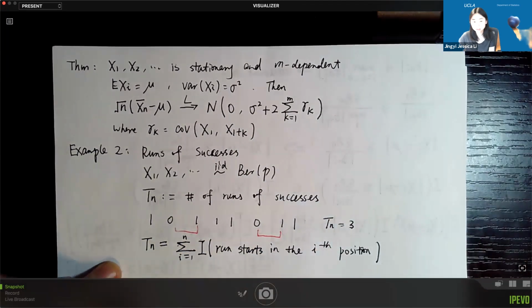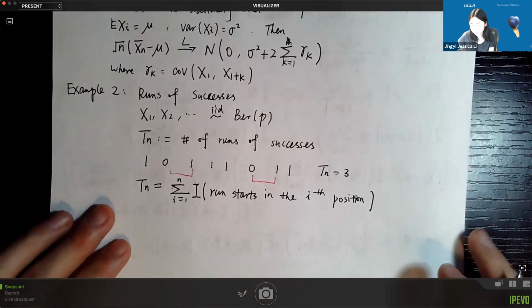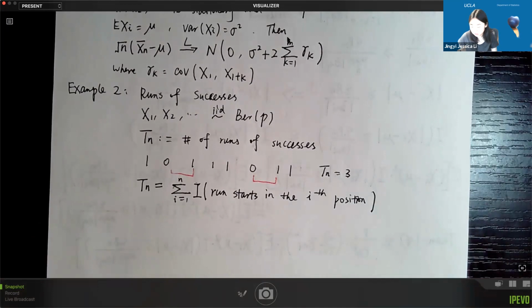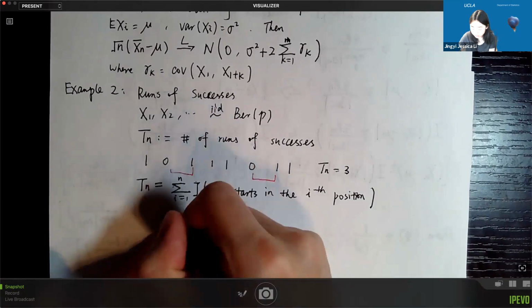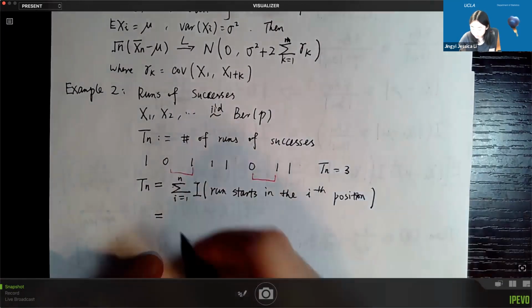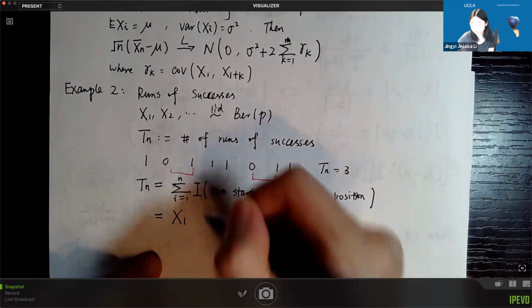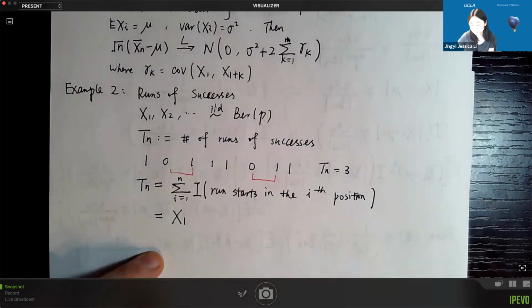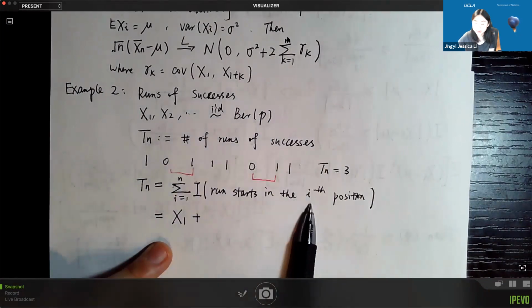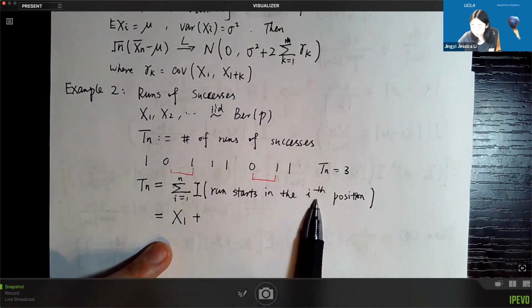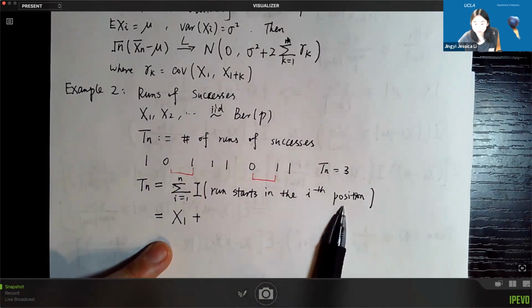Okay, and in order to check this indicator condition, I need to consider whether i is 1 or greater than 1. So for i equals 1, I just need to make it x1. Because if x1 is 1, then it's a run. If it's 0, it's not a run. And for subsequent positions, I need to check whether that position i is 1, and also whether the position before it, the (i-1)th position, is 0. So I need to check both.